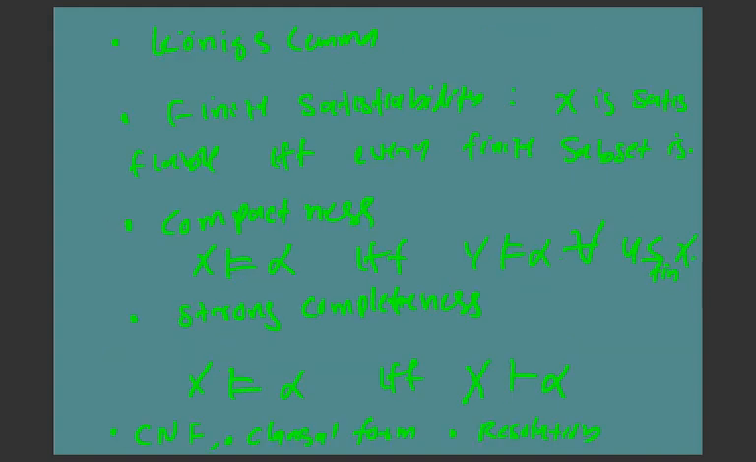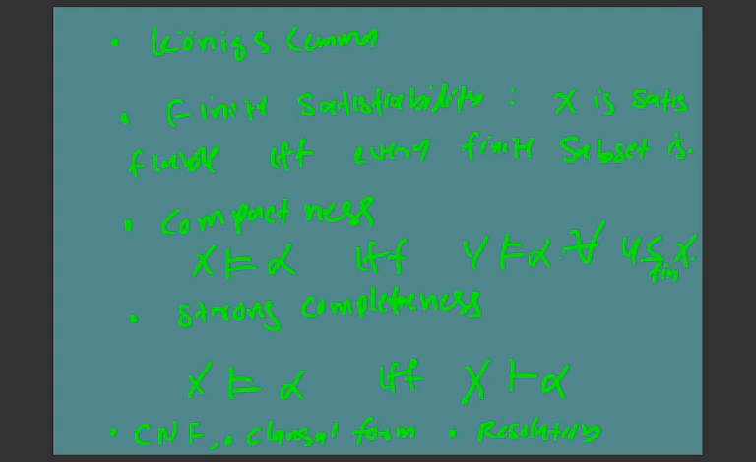Then we proved what is called Koenig's lemma. Koenig's lemma is a result on trees. If you have an infinite tree which has only finite degrees, that is, every vertex has at most finitely many neighbors, then it must have an infinite path. And then we used it to prove finite satisfiability. So what is finite satisfiability? It says that X is satisfiable if and only if every finite subset is satisfiable.